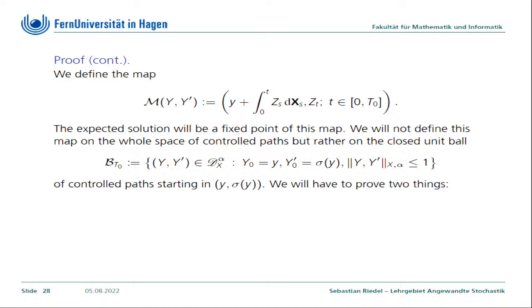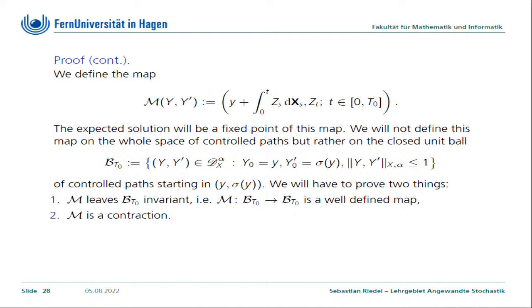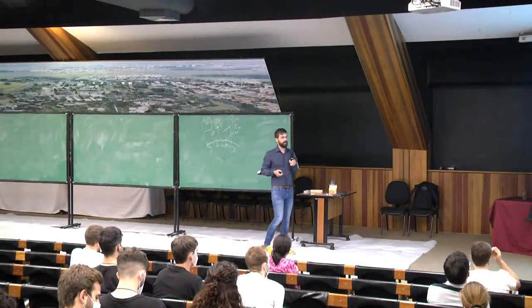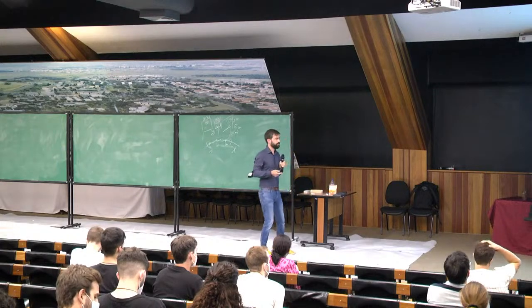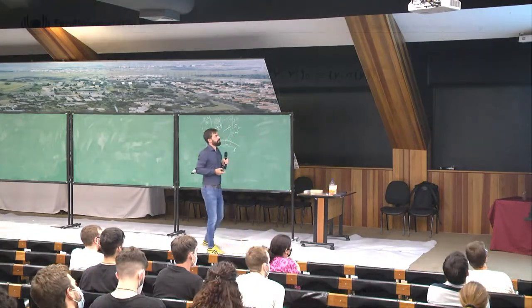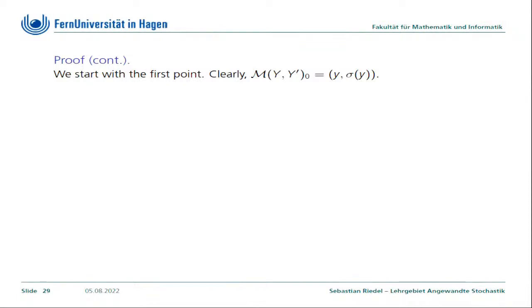And so we have to prove two things as before. The first one is the invariance of this map here. So M is really a mapping from the unit ball to the unit ball, and not only to the whole space, the large space. So we have to do the invariance. And the second thing is the contraction, which will tell you that on this unit ball there's a fixed point, so also a solution. So let's do the invariance.